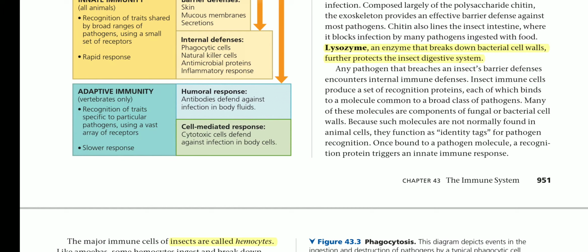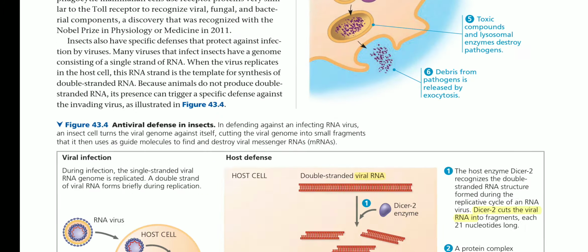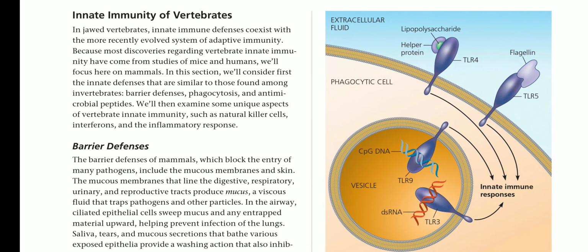So those are the natural killer cells and phagocytic cells in the internal defense barrier. Now it's time for adaptive immunity. Okay, one more thing left, sorry for that.